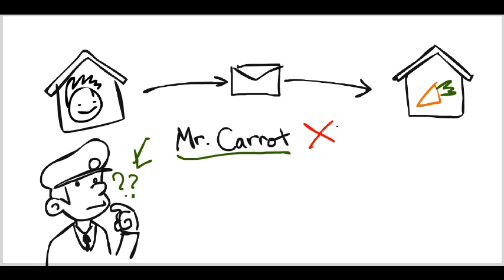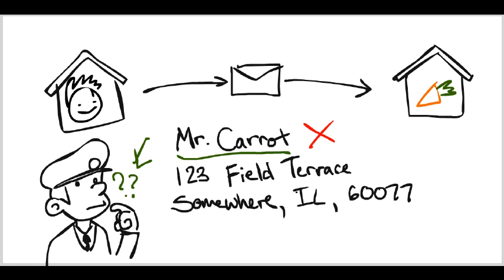What he's really interested in is a more conventional physical address like this here, where it says 123 Field Terrace, somewhere, Illinois 60077. Now, once he has this physical address, he can then send this letter over to Mr. Carrot's house, and he doesn't actually care who this person is. He only cares about this part. But provided that he has this address, he's happy, and the mail makes it over to Mr. Carrot's house.